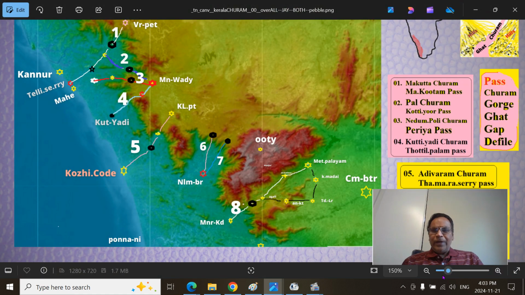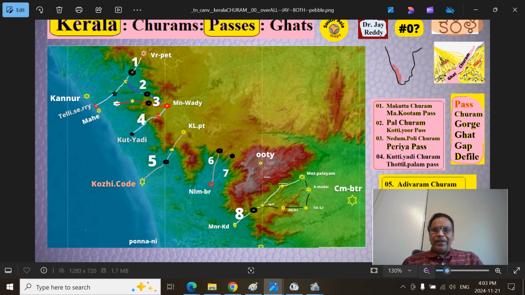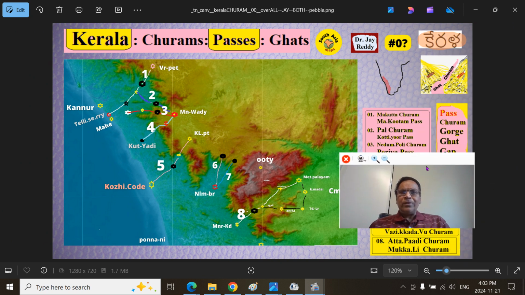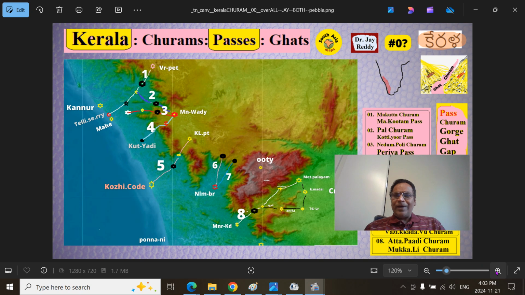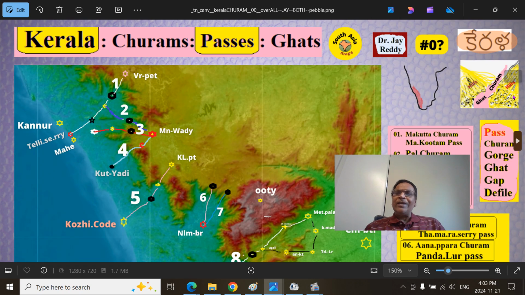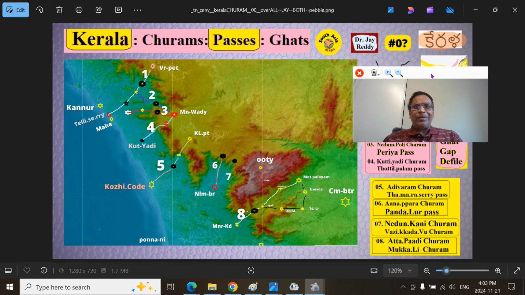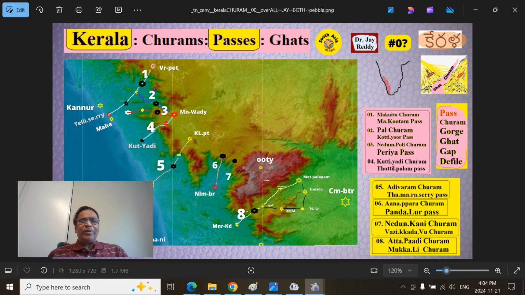In the beginning, Mitranam, I have a thumbnail that shows all the initial 8 or so passes. A pass or Churam is essentially where you have a hill here and a hill here, and the less elevated, more subdued area is the Ghat section or Churam. We are talking about the Churams in Kerala. I am putting the thumbnail so that you can see all of them in one place. We are talking about number 6, from Nilamburu to Pandaluru, this one.